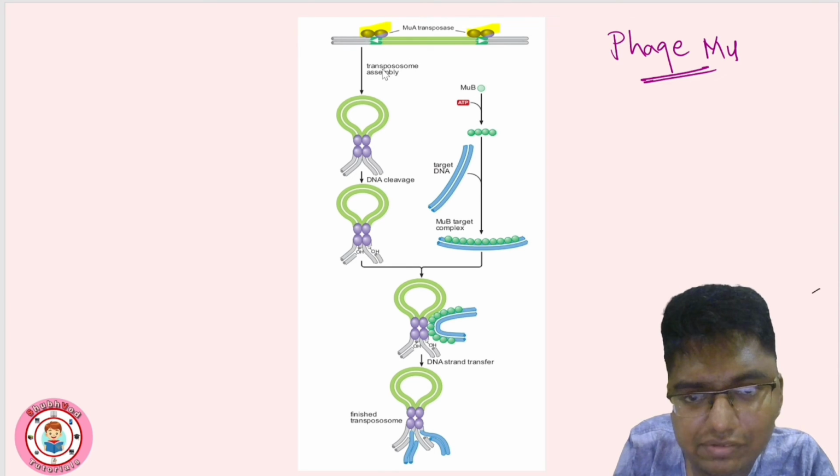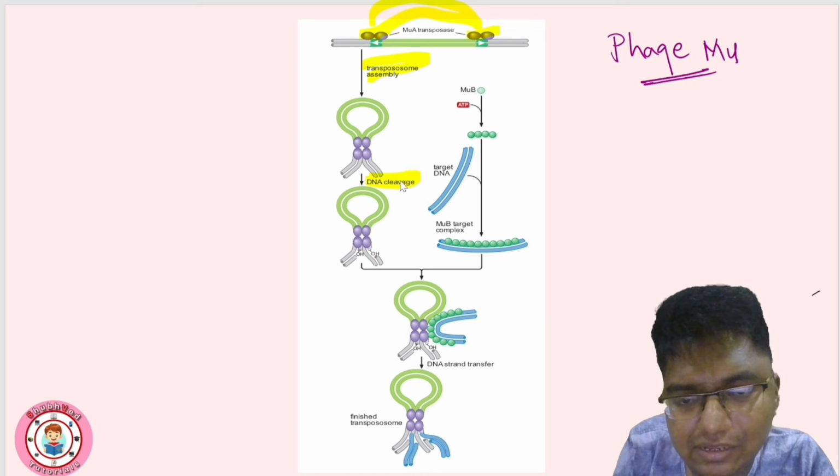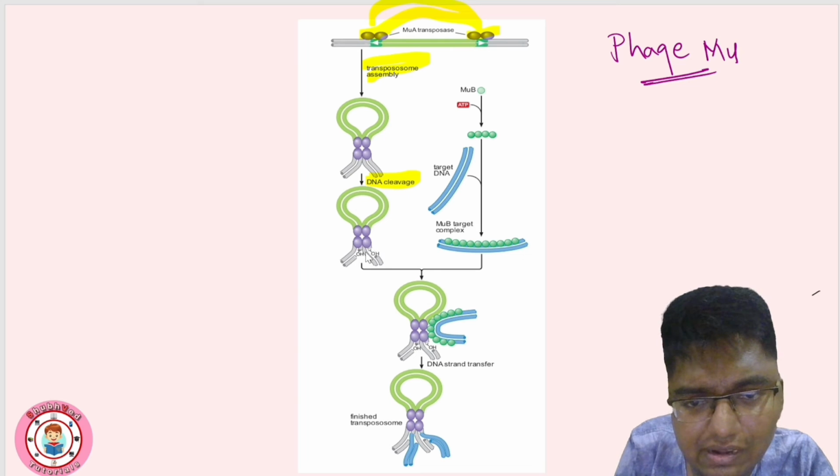So then after this, what happens? Transpososome assembly takes place. Transpososome assembly means the other proteins will come. It is getting separated now, forming a structure like this. Then what happens? DNA cleavage. These two transposases will come together, and the structure, we can say hairpin only, a loop-like structure forms, and it gives rise to DNA cleavage. We can see here cleavage has taken place.